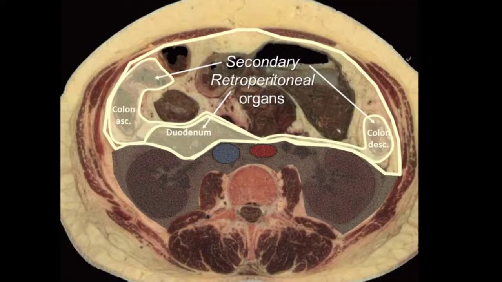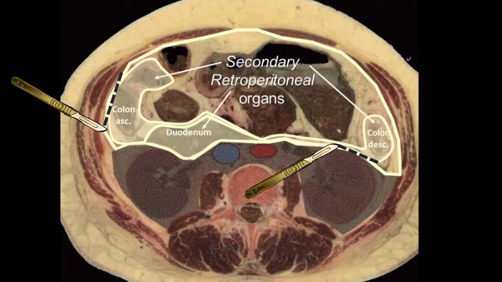Secondarily retroperitoneal organs include most of the duodenum, the head and body of the pancreas, and the ascending and descending colon. These organs are described as being immobile since they are fixed to the posterior abdominal wall. However, they can easily be detached from the back wall again. This is a frequently applied procedure during many abdominal operations.